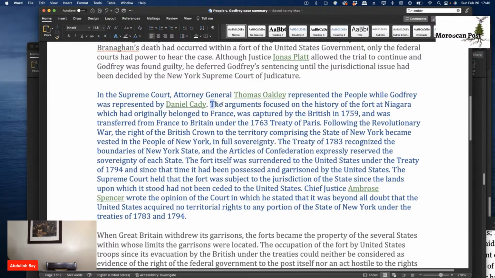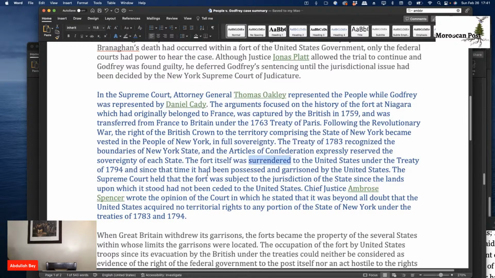I'm starting right here. The arguments focused on the history of the fort at Niagara, which had originally belonged to France, was captured by the British in 1759, and was transferred from France to Britain under the 1763 Treaty of Paris. Following the Revolutionary War, the right of the British Crown to the territory comprising the state of New York became vested in the people of New York in full sovereignty. The Treaty of 1783 recognized the boundaries of New York State, and the Articles of Confederation expressly reserved the sovereignty of each state. The fort itself was surrendered to the United States. All right, so it was surrendered here. Surrendered, not ceded, but was surrendered to the United States under the Treaty of 1794.